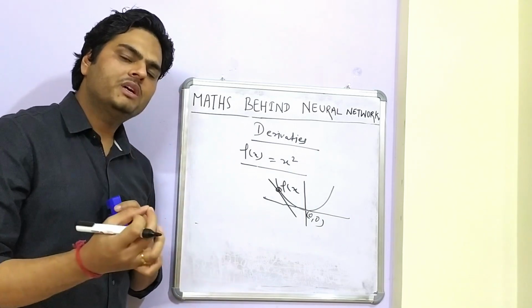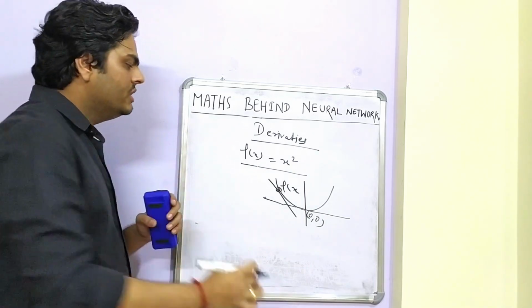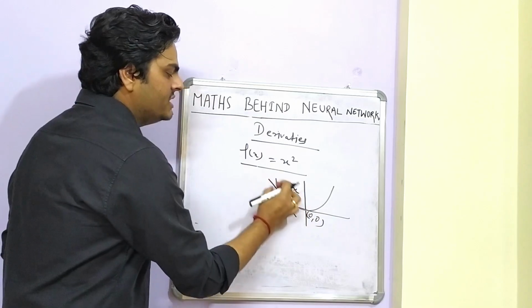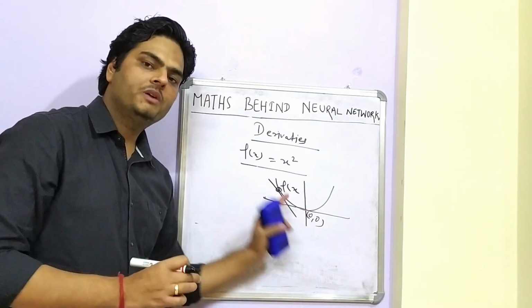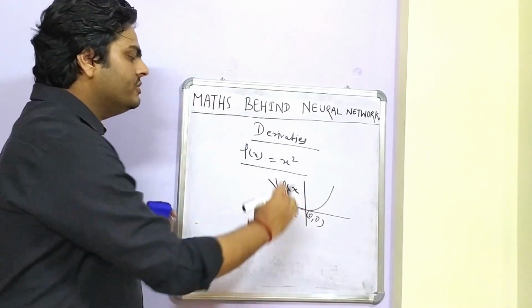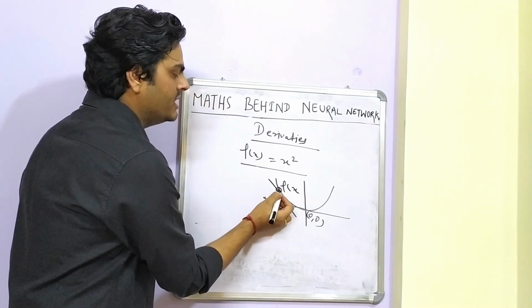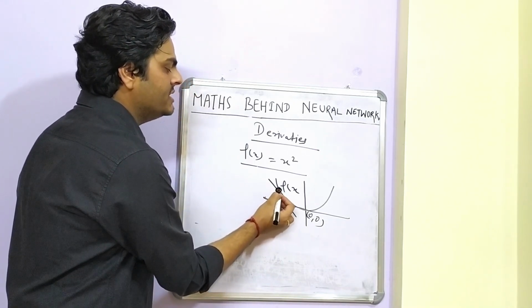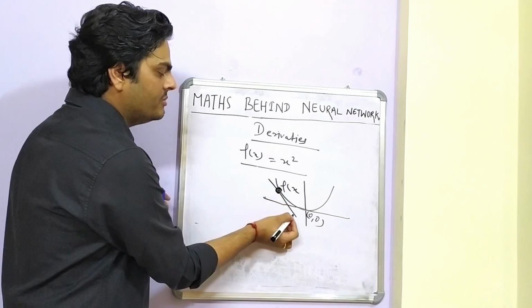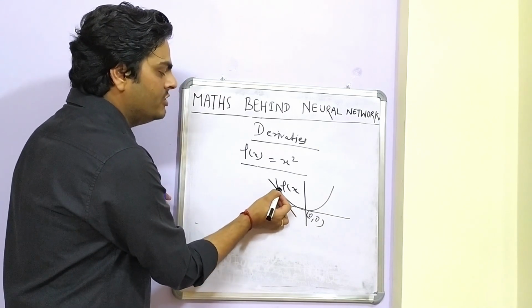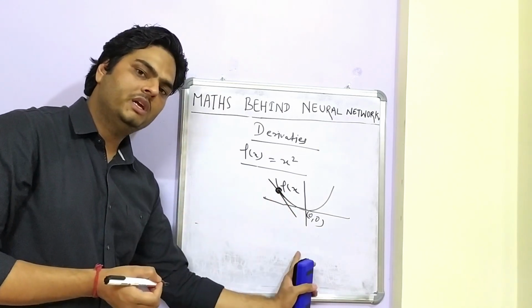What is the significance of this? If you see the slope of this tangent, you will see a negative slope. The meaning of that is, whatever is the value of this x and f(x), if you increase x from here, the f(x) value will decrease. That is the meaning of negative slope.